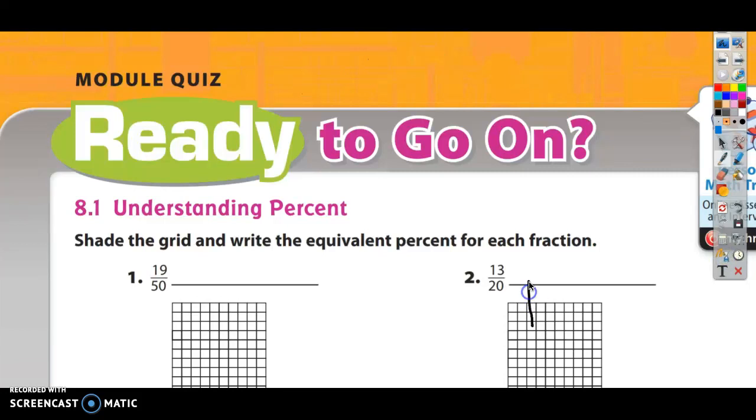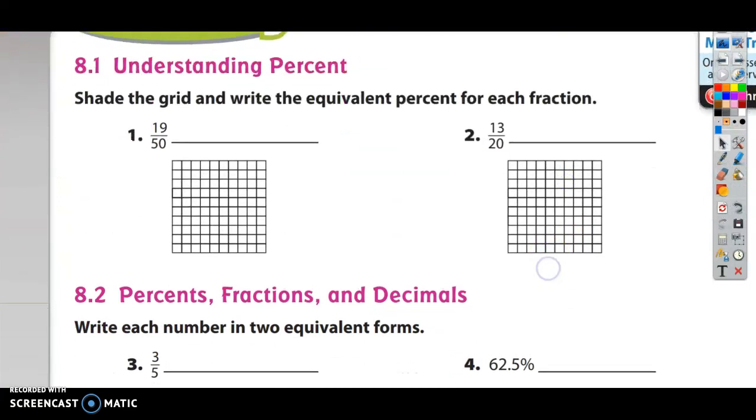Okay. Numbers 1 and 2 are pretty simple. They read, shade the grid and write the equivalent percent for each fraction. So these grids are a nice review of what percent means. Percent means out of 100. So we have a fraction for number 1, but it's out of 50. But what we need it to be is out of 100.